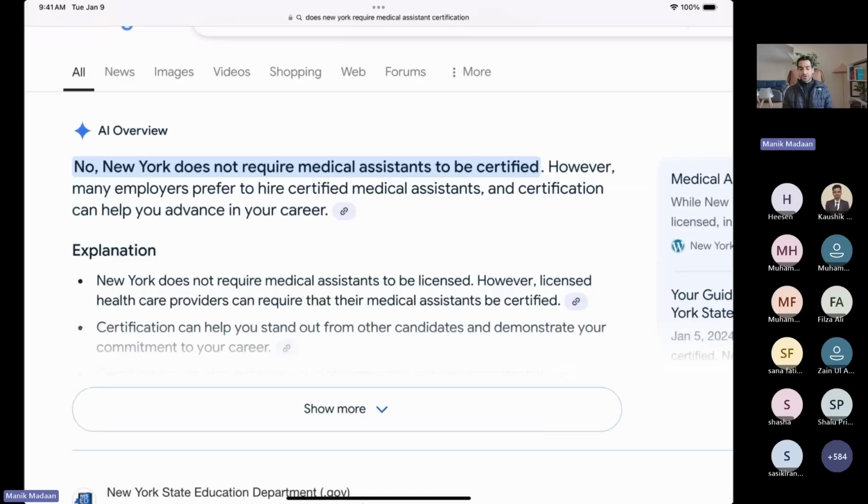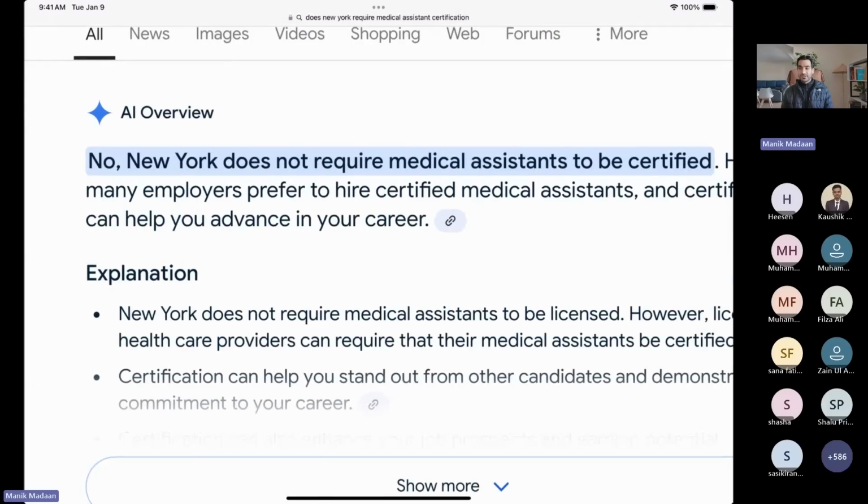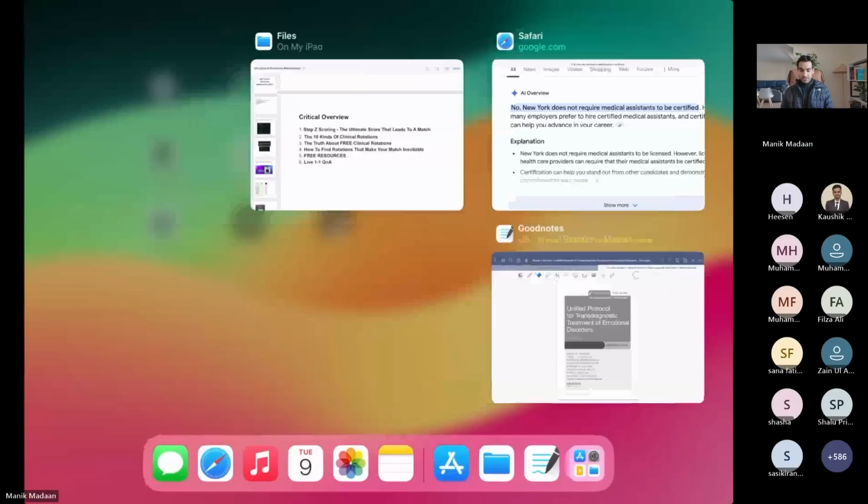So see, no, New York does not require medical assistants to be certified. So what happens is this, okay?